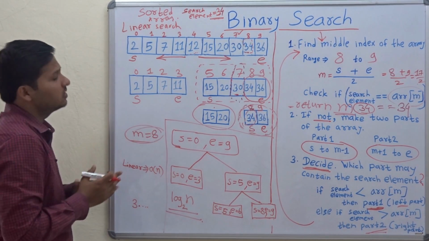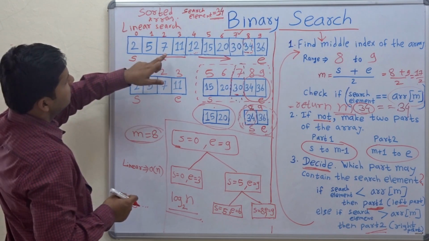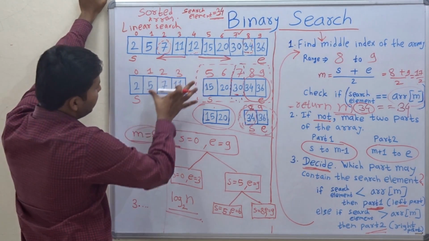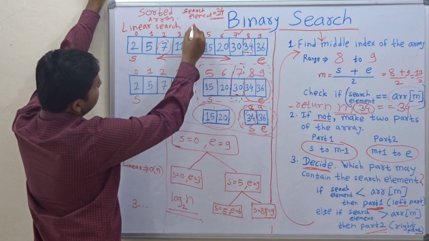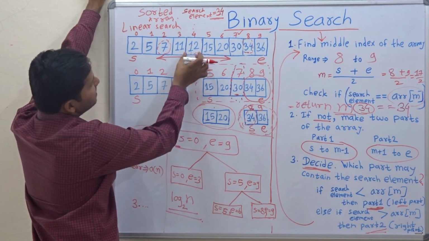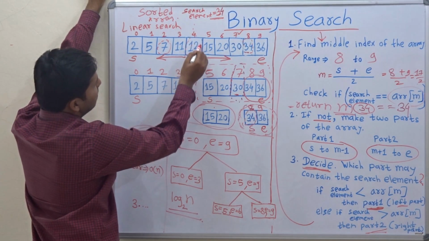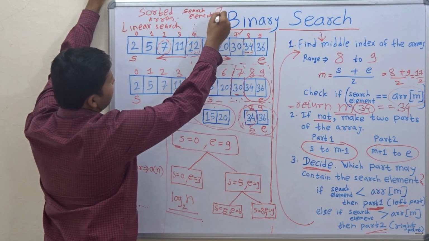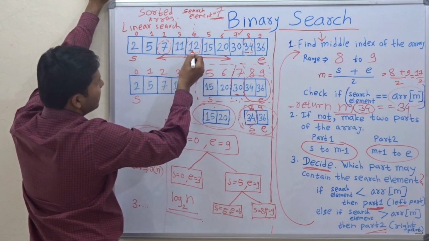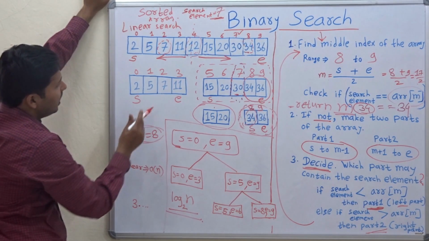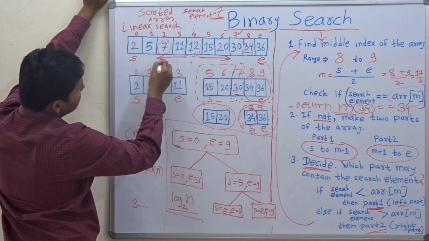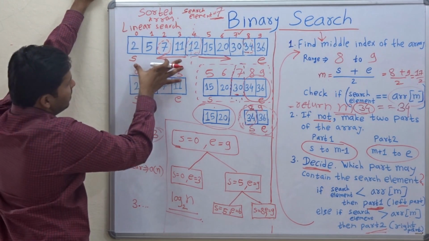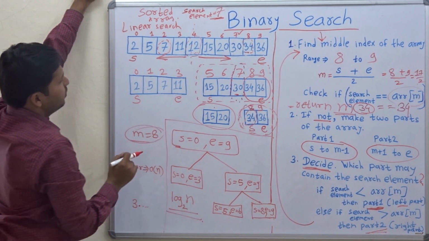Now suppose you want to search 7. So let's repeat the process. See here, 12 was the middle element at first. As our search element 7 is less than 12, 7 should lie in the first part, the left part. So you go inside this left part.